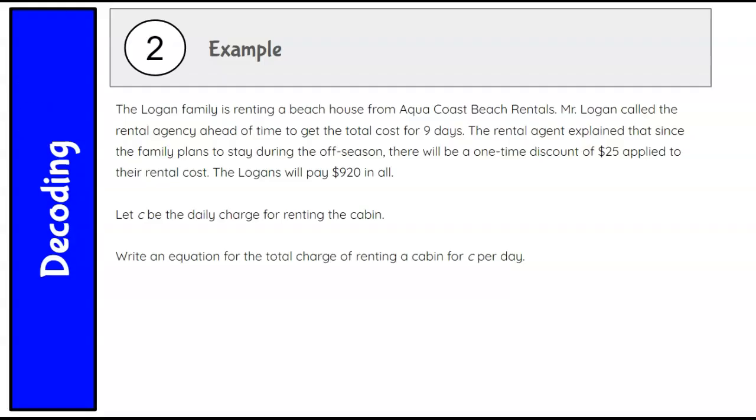So if I start thinking, well, let me think about this for a second. Let's say it's maybe $3 per day. So how would we figure out how much it costs? Well, we would take 3 times 9 plus the 25. Actually, it would be minus 25 because it's a discount. So 3 times 9 minus 25, and we want it to equal 920. Well, that clearly doesn't equal 920. So what would we change? Well, maybe we would increase it from 3 to 4. And that clearly doesn't equal 920. And maybe we would change the 4 to a 5.